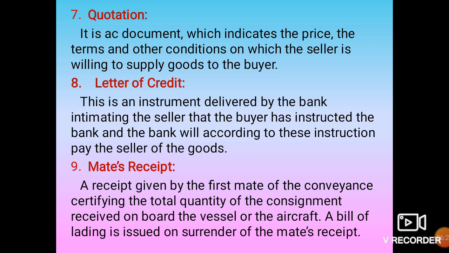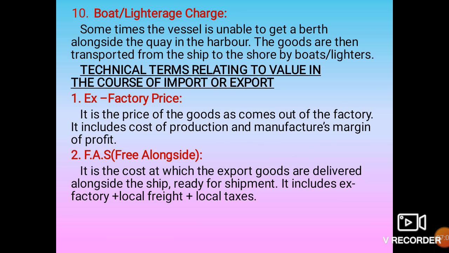Mate's receipt: a receipt given by the first mate of the conveyance certifying the total quantity of the consignment received on board the vessel or the aircraft. A bill of lading is issued on surrender of the mate's receipt. Mate's receipt is issued when goods are placed on board ship. After verification of quantity and condition, the bill of lading is prepared and issued based on the mate's receipt.